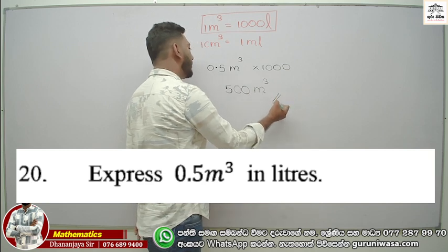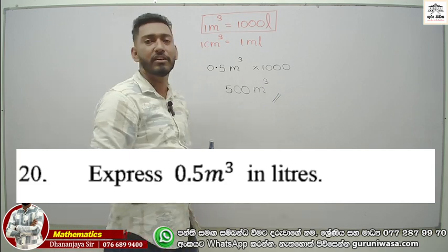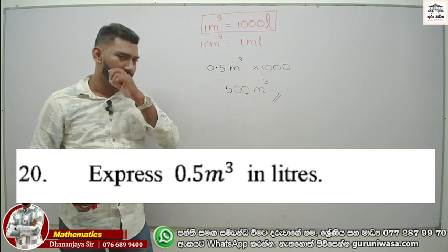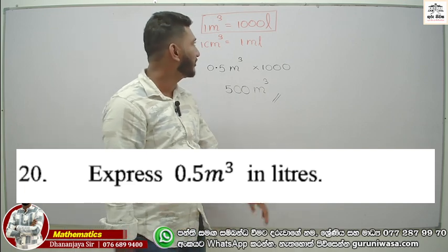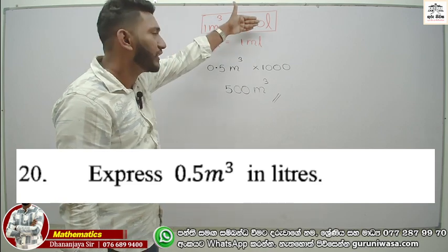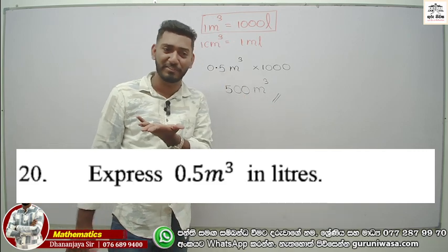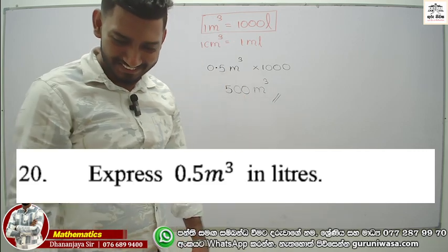Now, how many cubic meters? 500 cubic meters, because look at this. 1 cubic meter is 1000. Therefore, half should be 500. That's common sense, right?